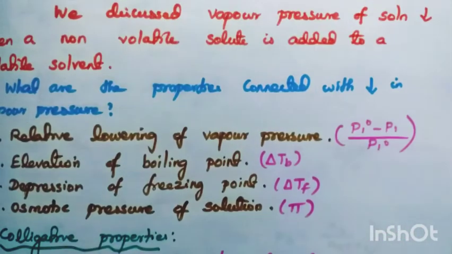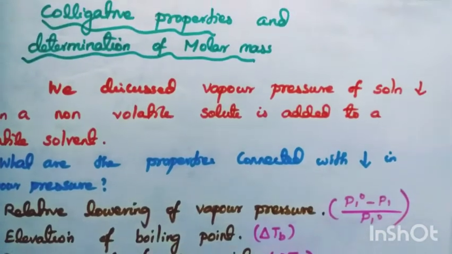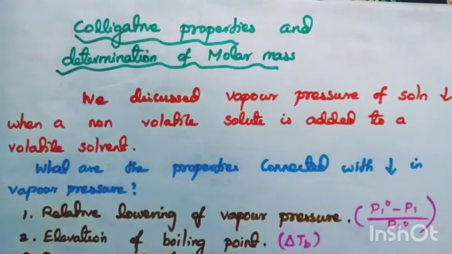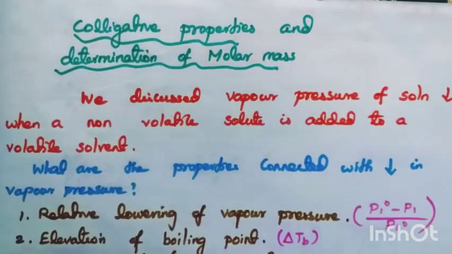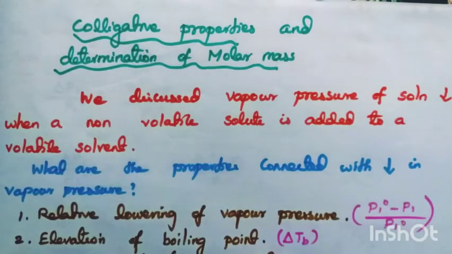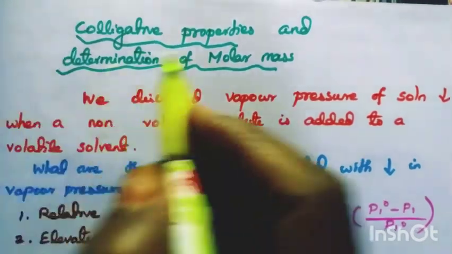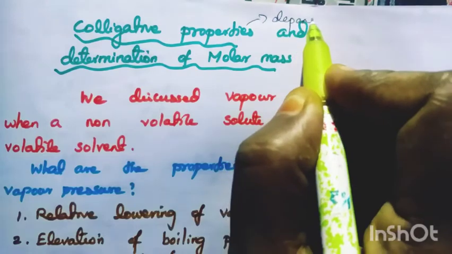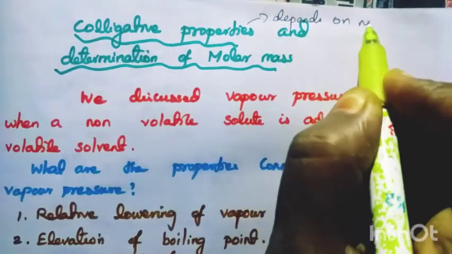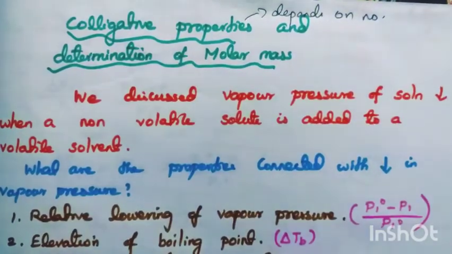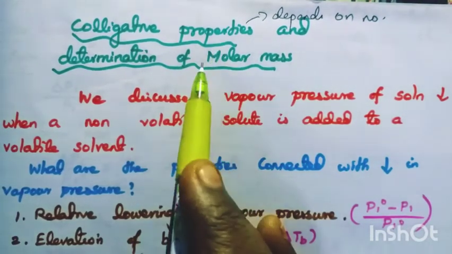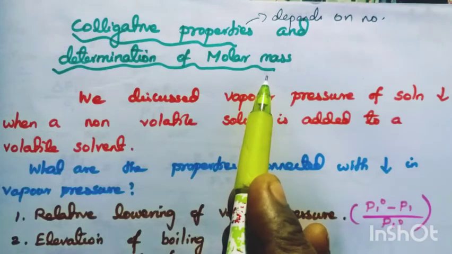See the solution lesson. In this solution lesson, we are going to see the colligative properties and determination of molecular mass. What is a colligative property? A colligative property is nothing but a property that depends on the number. So using this colligative property, we are going to determine the molecular mass.